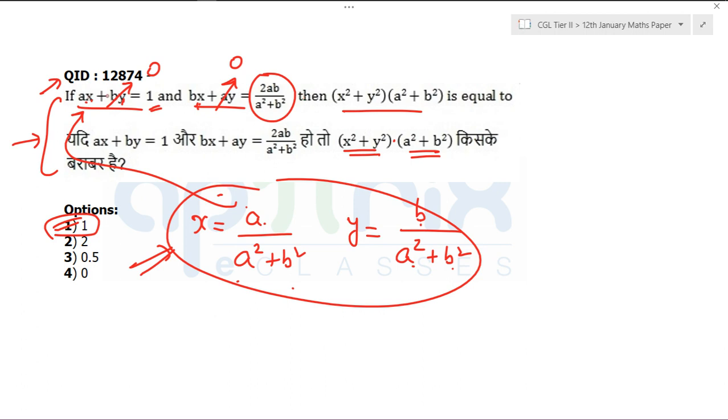Or you put a is equal to b is equal to 1, x and y is equal to 1 by 2, right? So people are writing in the comments also, that's good. That also you can use. If you know this, that's well and good. If you don't know, put the values and get the answer, right?